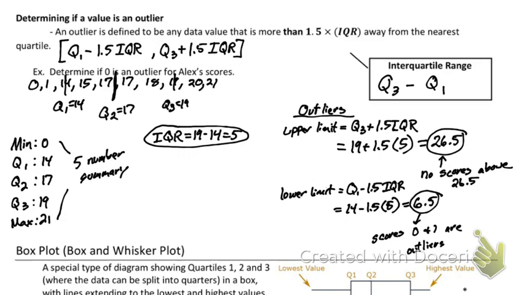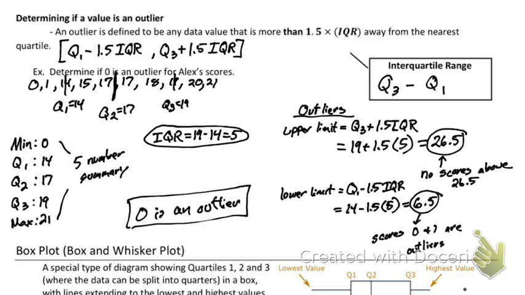So the beginning question is, determine if 0 is an outlier for Alex's score. Was 0 an outlier for Alex's score? Yeah. It takes a lot of work for one little question, but now we can say, yep, 0 is an outlier. So is 1, but they didn't ask about that. They said, is 0 an outlier?